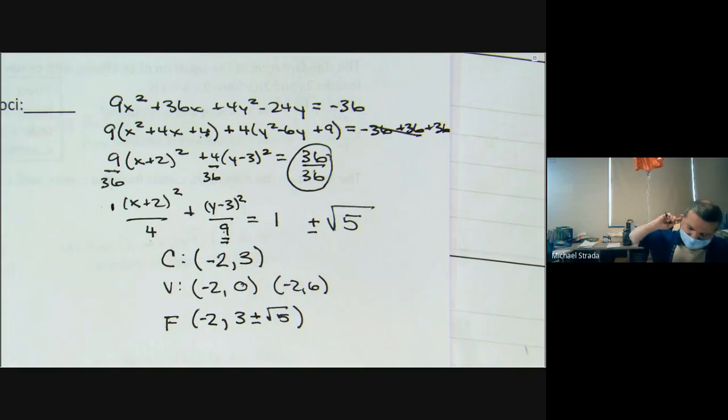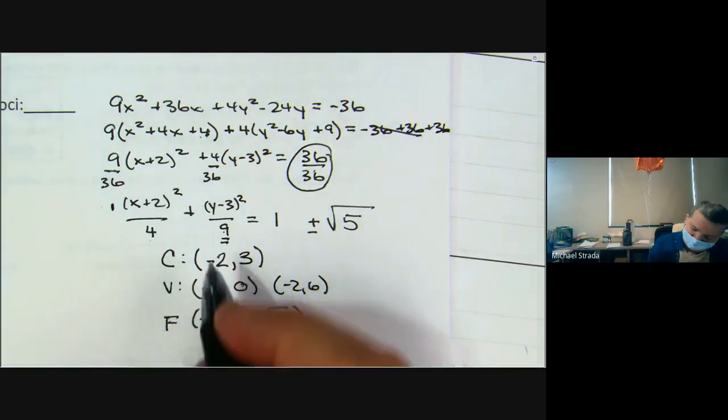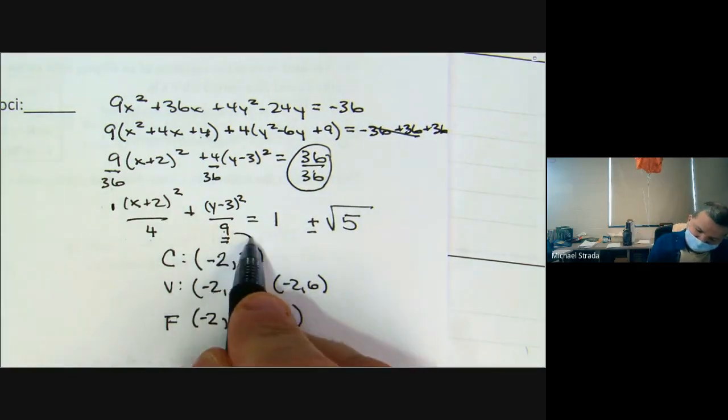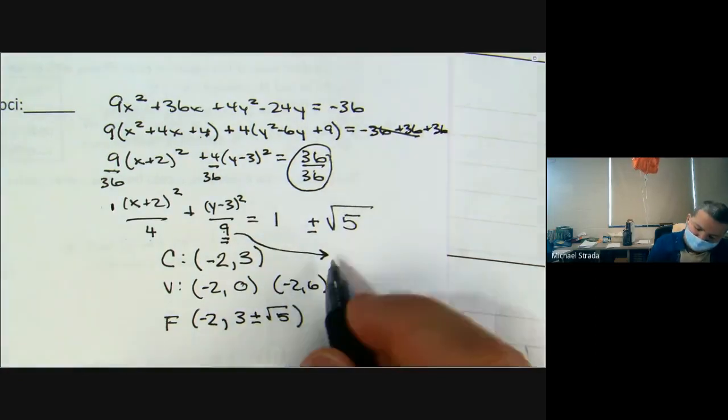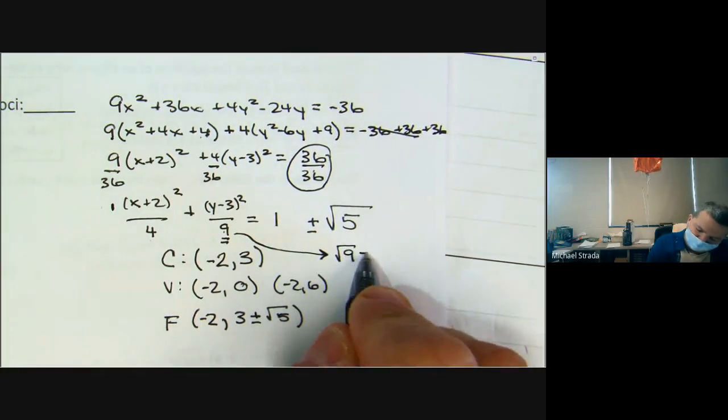Do the vertices again. The vertices? Okay. So to get the vertices, I take the bigger of the two denominators, which is 9. I do the square root of that. What is the square root of 9?